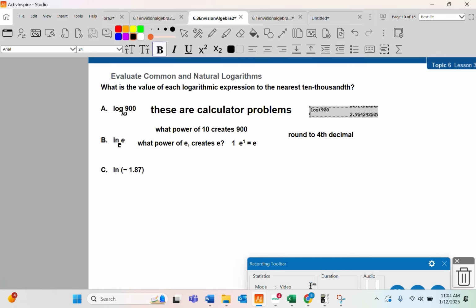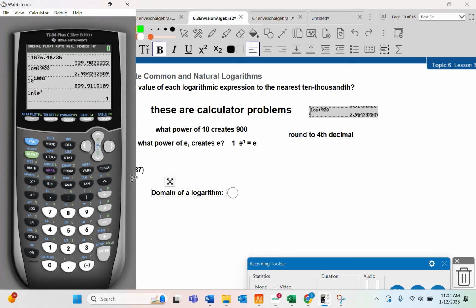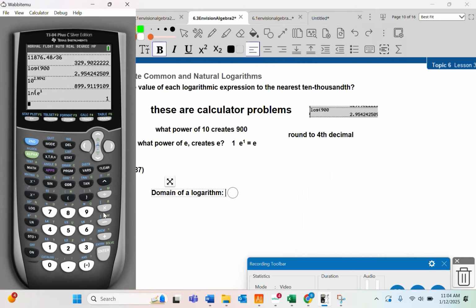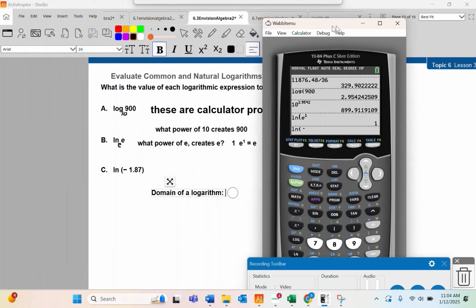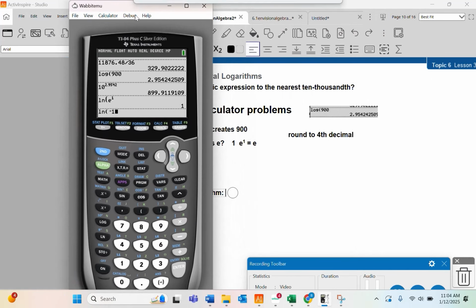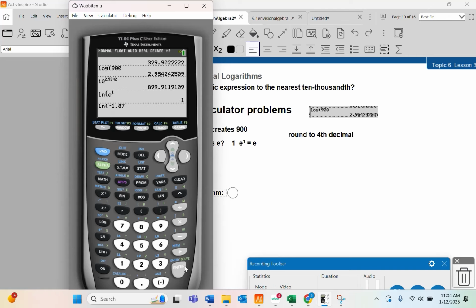Now this example right here is trying to teach you something about the domain of a logarithm. Even though it's an ln, it doesn't matter. So they've got the log of a negative number, actually ln of a negative number, .87. My calculator ought to freak out when I ask this. It should not be able to answer this question. And it says error, non-real answer.